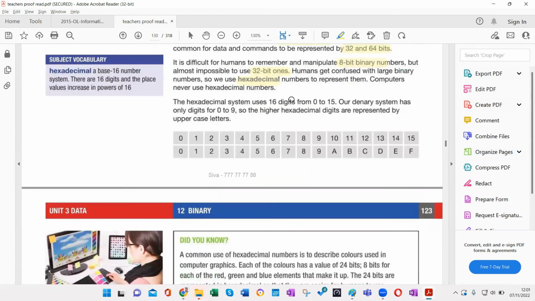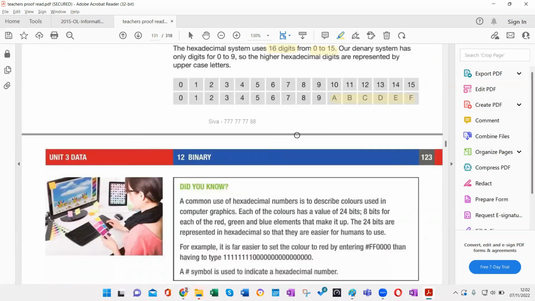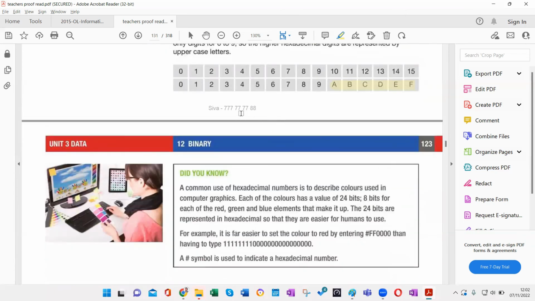Hexadecimal system uses 16 digits, which vary from 0 to 15. Now the problem is when you use 0 to 9, there's no problem. But when we write 10, 11, 12, 13, 14, and 15, this might be interpreted as 1, 0, 1, 1, 1, 2, 1, 3. To avoid that confusion, they have given them alphabetical letters, A to F. So now the number range is from 0 to F.